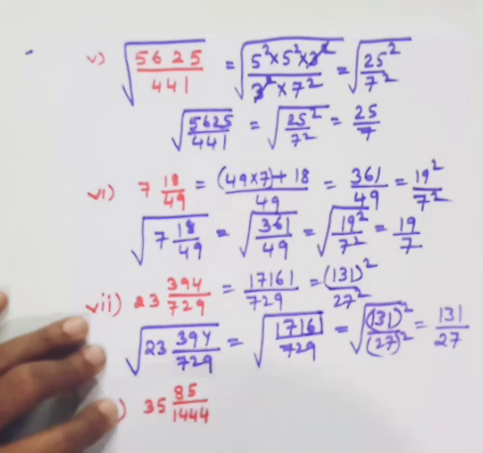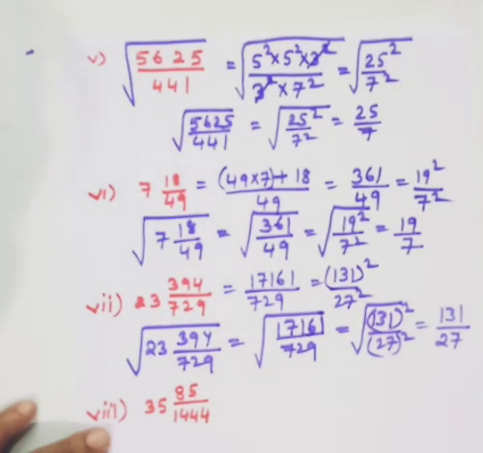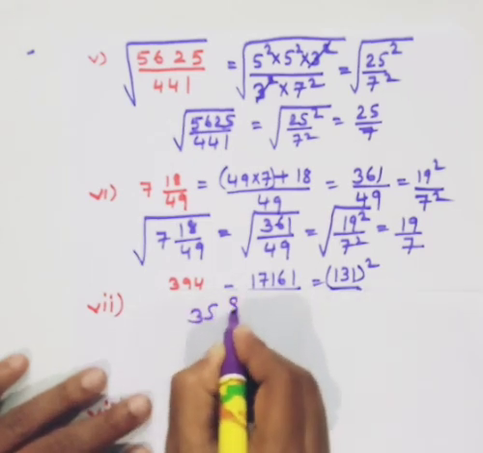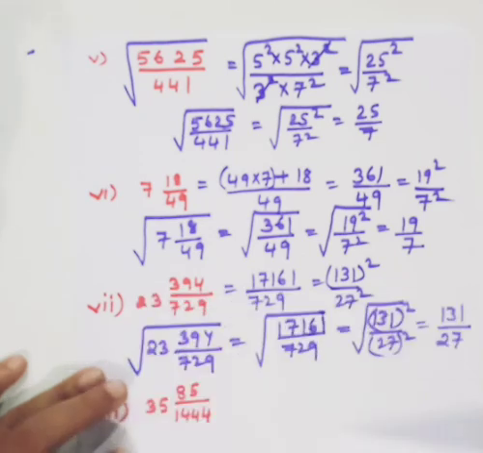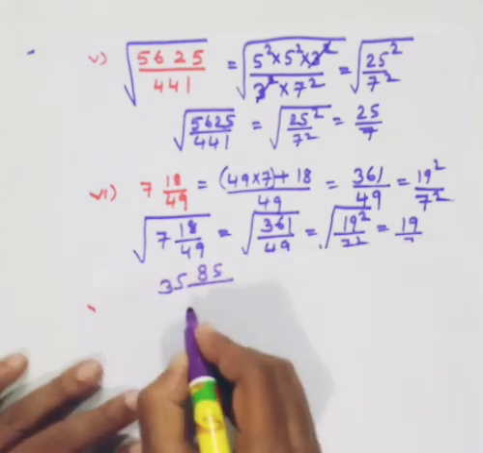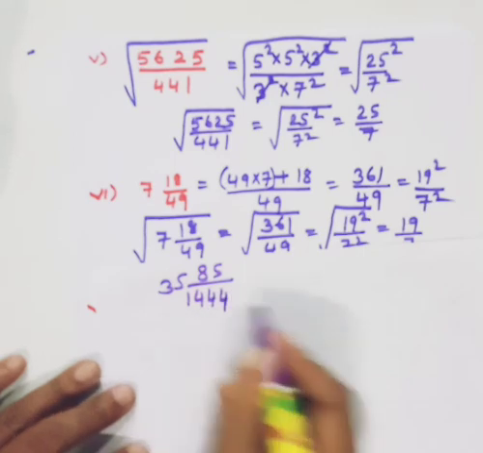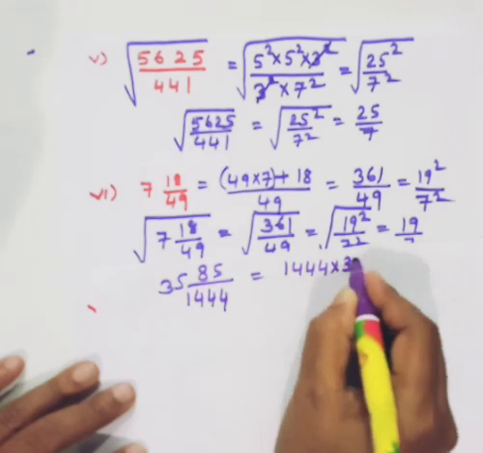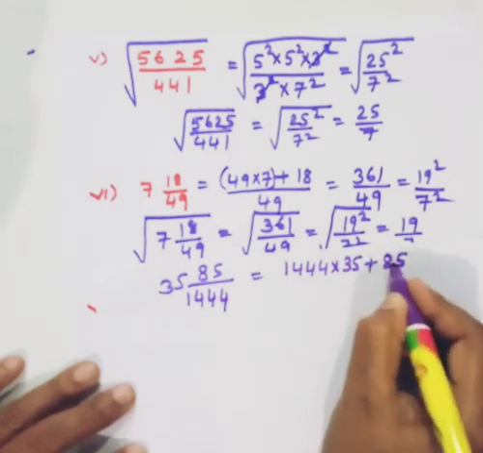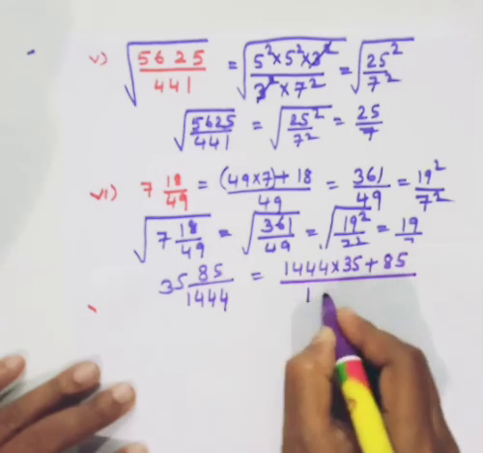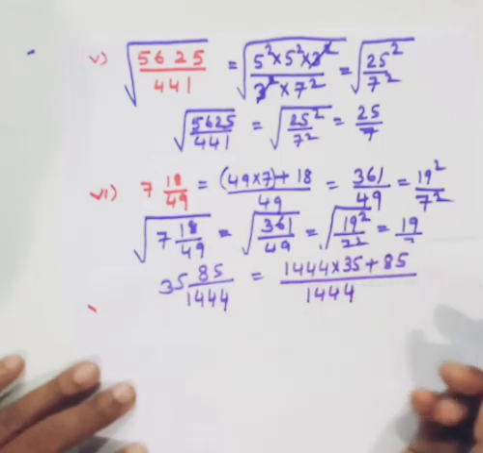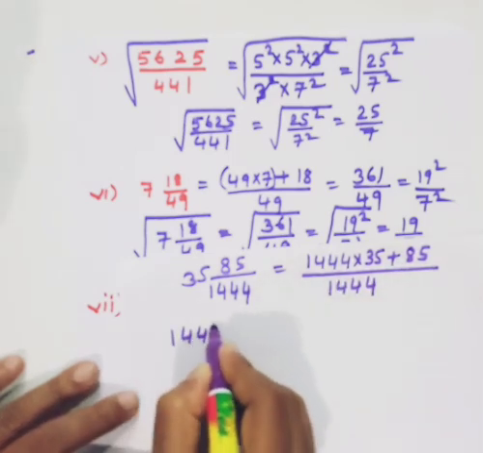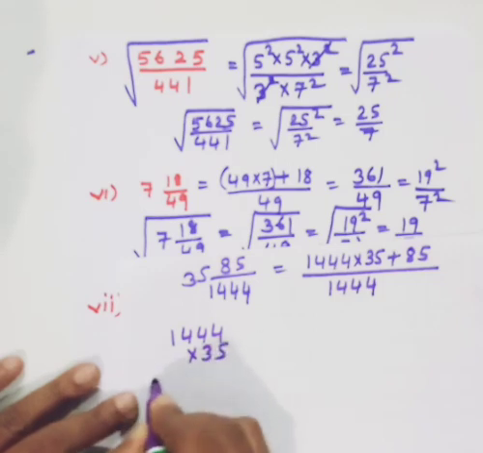What is our last question? This is 3585 by 1444. So this will be 1444 into 35 plus 85 by 1444. So let us see how we can solve this. We have to multiply 1444 by 35 first.